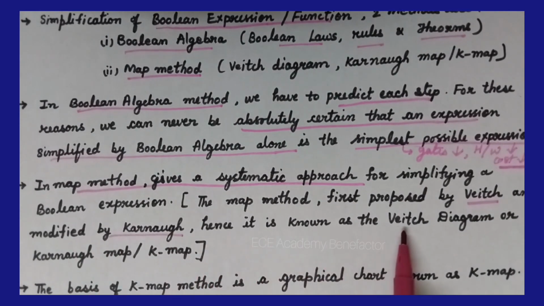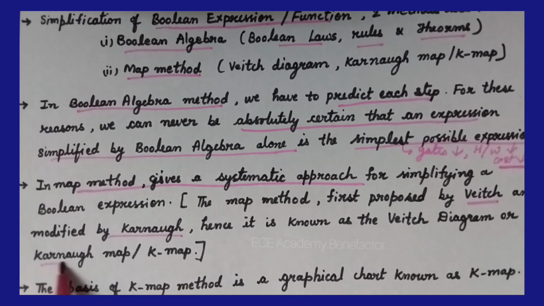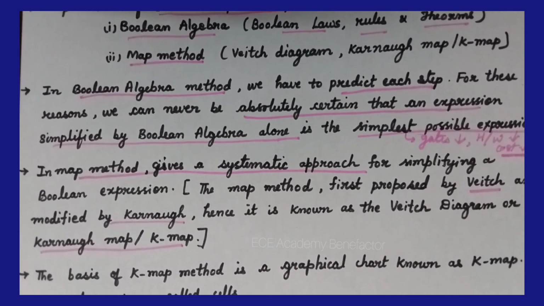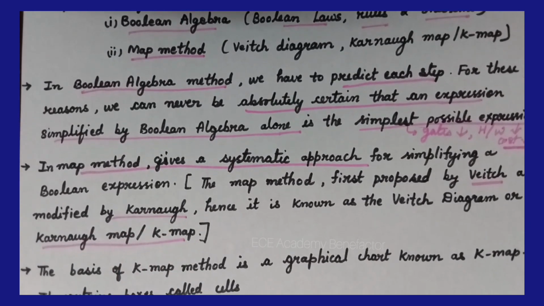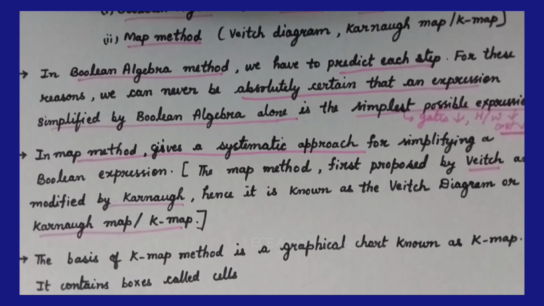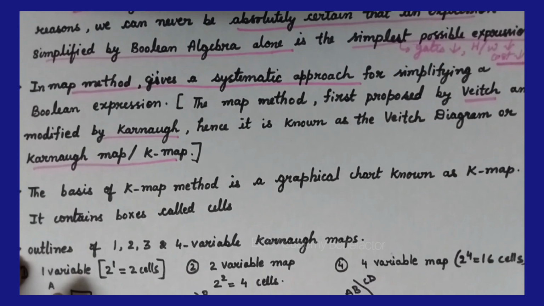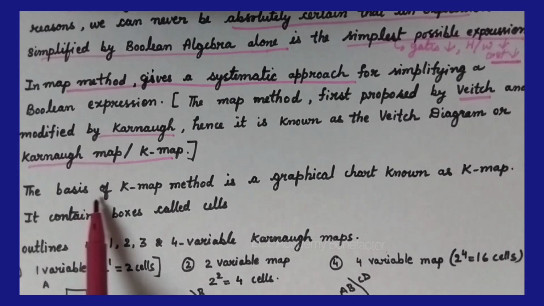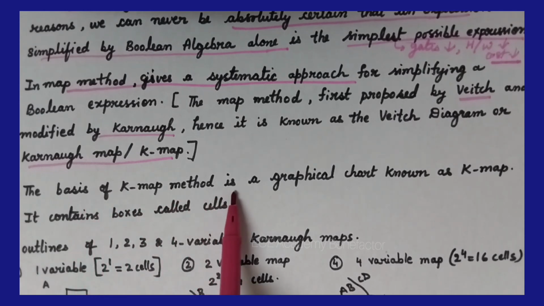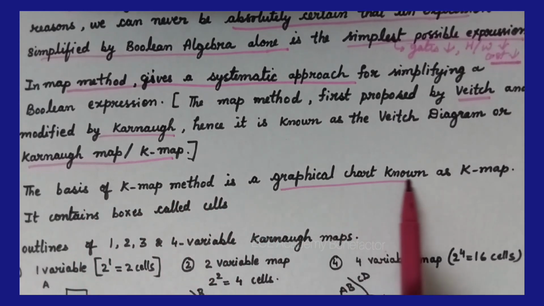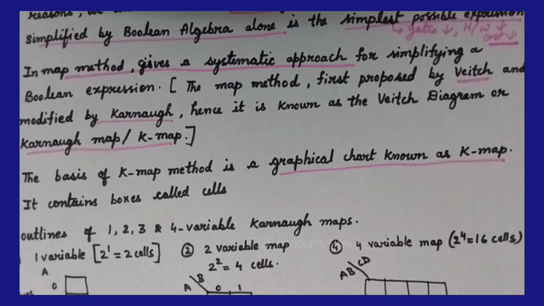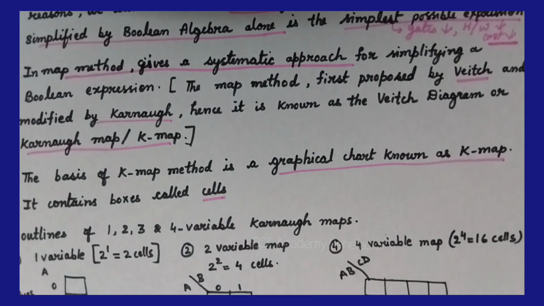Hence it is known as Veitch diagram or Karnaugh map. So the K-map method is a more systematic approach for simplifying the Boolean functions. Now let us see the K-map method. What is the K-map method? The basis of the K-map method is a graphical chart known as K-map. It contains boxes which are called cells.